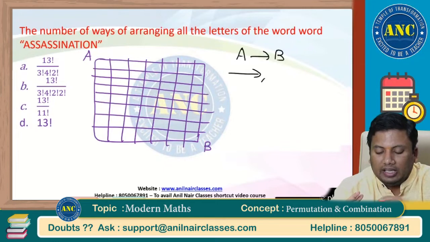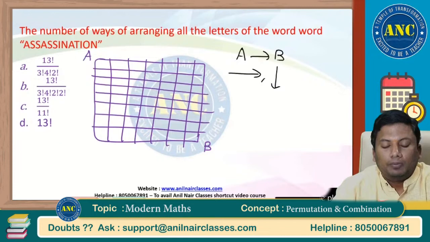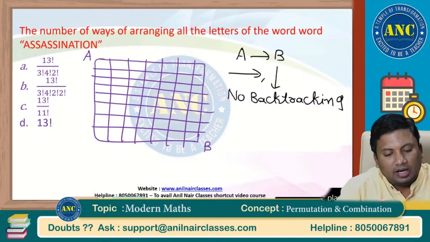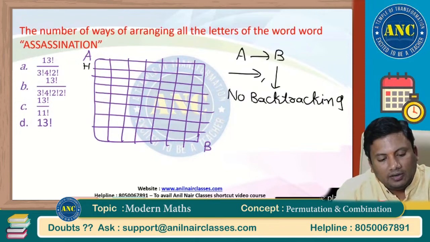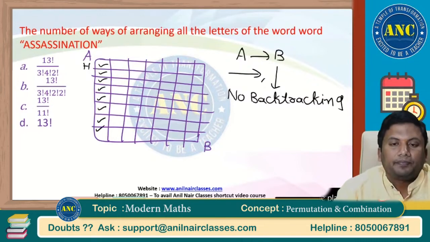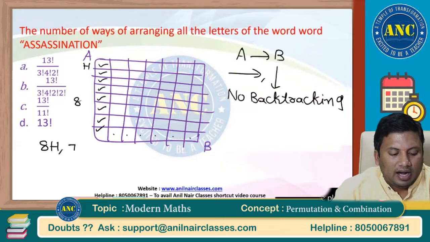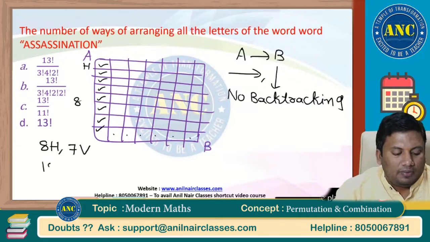Left to right it is possible. Top to bottom it is possible. After reaching a point he cannot backtrack. No backtracking is allowed. So totally how many are there? 1, 2, 3, 4, 5, 6, 7, 8. Here 8 are there. Here 1, 2, 3, 4, 5, 6, 7. So 8 horizontal are there and 7 vertical are there. So what will be the answer?